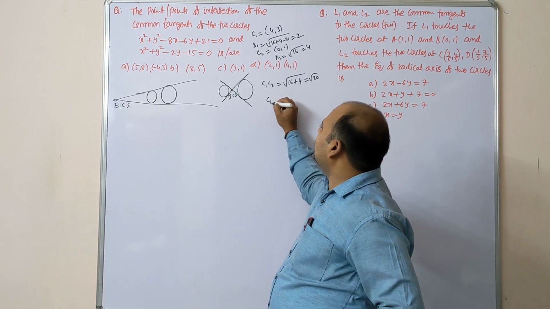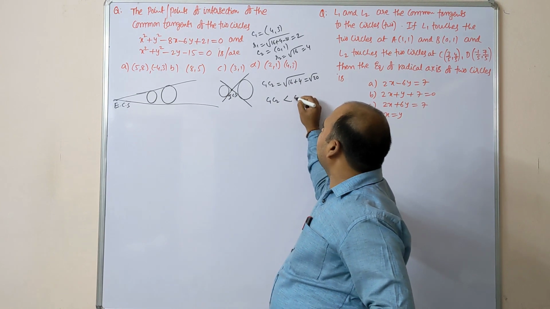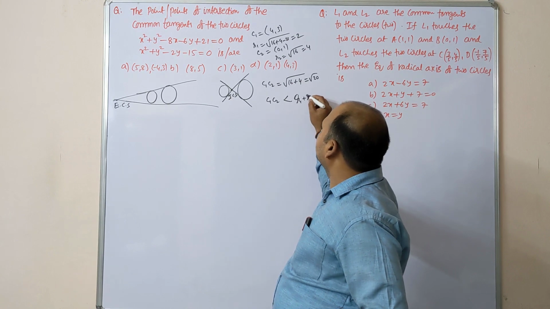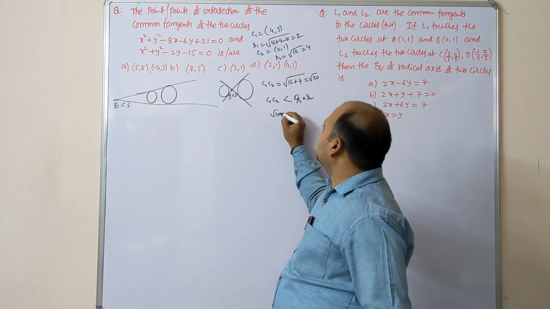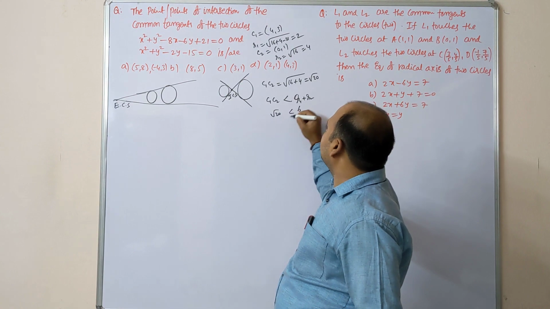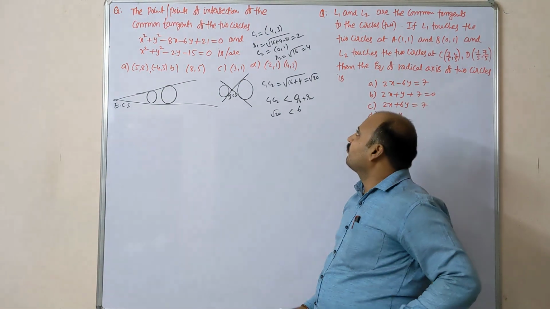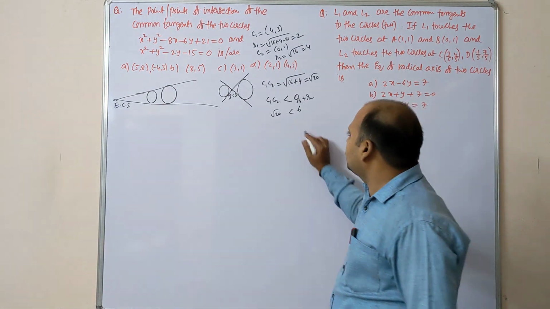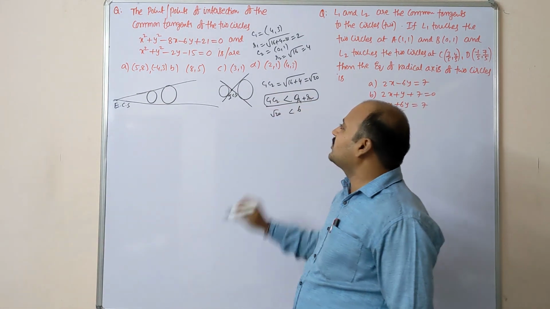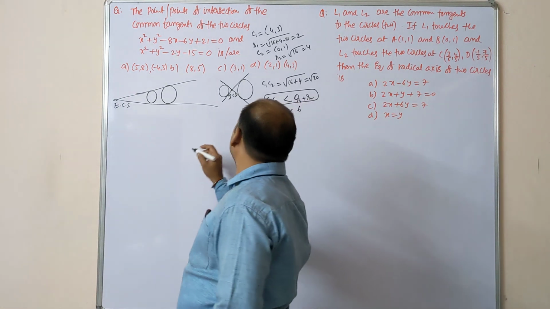Root 20 is obviously less than R1 plus R2 now. So root 20 is less than 2 plus 4, that is 6. Root 20 is 4 point something, and it is not less than the difference. So C1C2 is less than R1 plus R2, so both circles are intersecting, dear students.